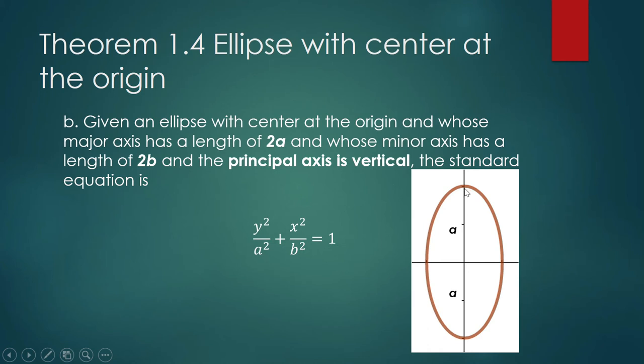From the center to the vertices, the distance would be a: positive a, negative a. We need those to locate the vertices. And for the endpoints of the minor axis, we shall need the value of b. And so, again, a squared minus b squared is equal to c squared. And along your principal axis, we shall locate the foci. So we add c there, and we subtract c from the center.